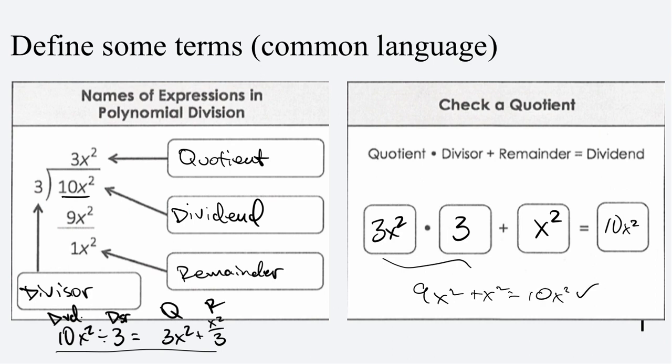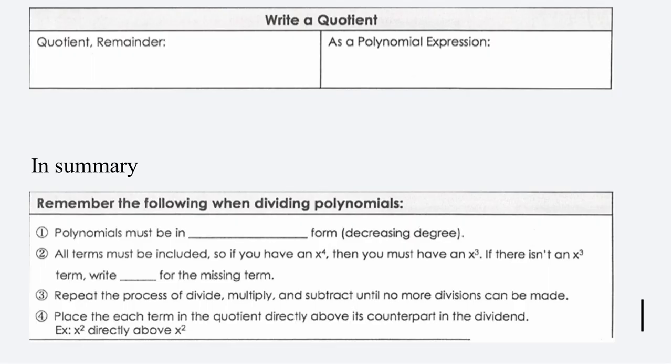So there will be times where it says write it as a polynomial, and this is how you write it as a polynomial. When I say it, I mean write the quotient as a polynomial. So from our previous example, the quotient was 3x squared, and our remainder was x squared over 3. And then writing it as a polynomial expression, it's 3x squared times 3 plus x squared.